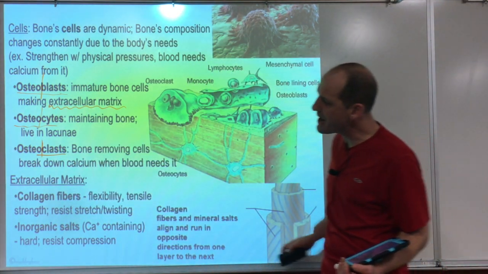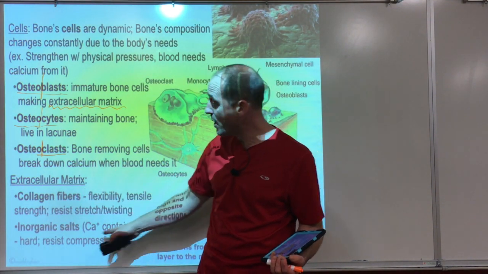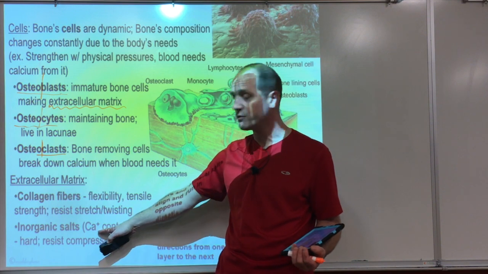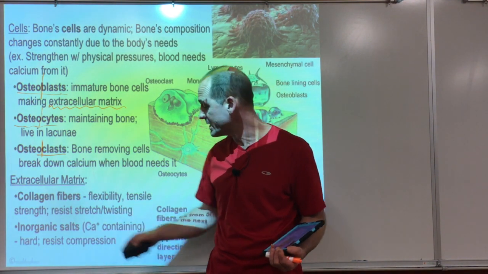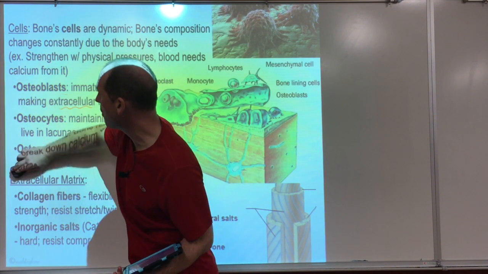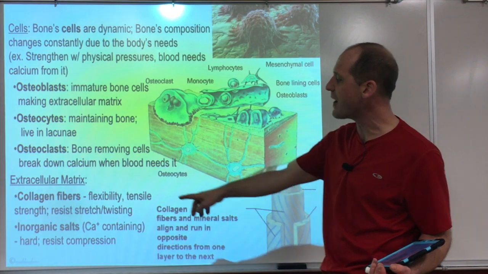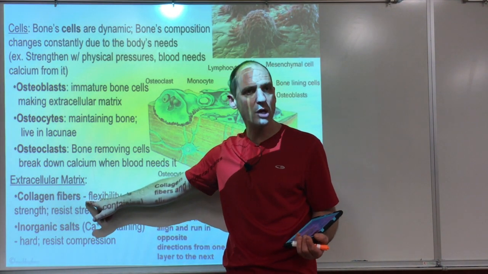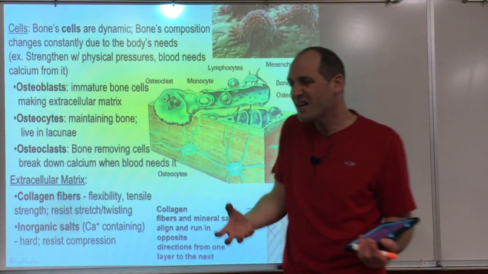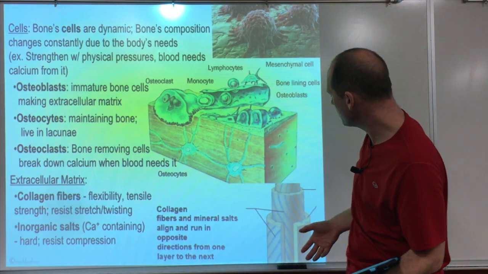And the extracellular matrix is collagen fibers, but lots and lots of calcium containing inorganic salts. It's not just calcium, but the calcium is what we care about for the bloodstream. And the collagen fibers are very interesting. That's also an important component. So you got the calcium, that's the brick stuff, and then you got collagen fibers.